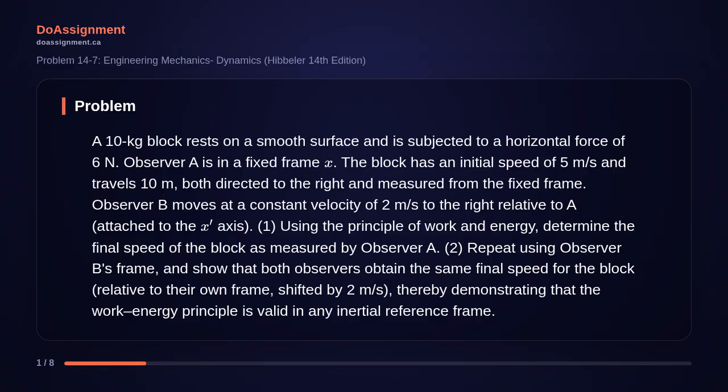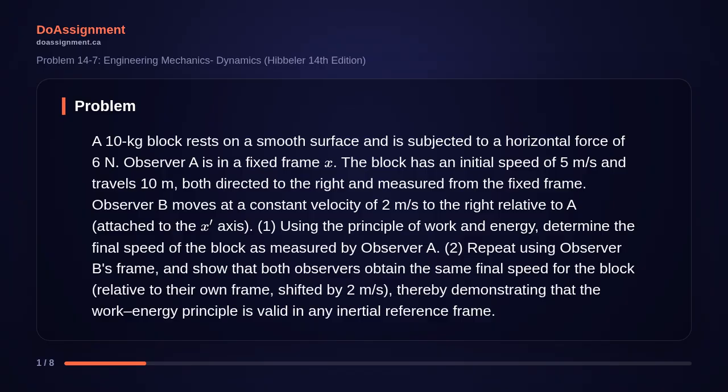Observer B moves at a constant velocity of 2 meters per second to the right relative to A, attached to the x-prime axis. Part 1. Using the principle of work and energy, determine the final speed of the block as measured by observer A.